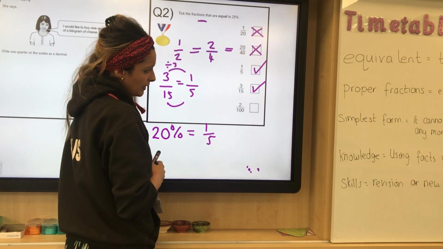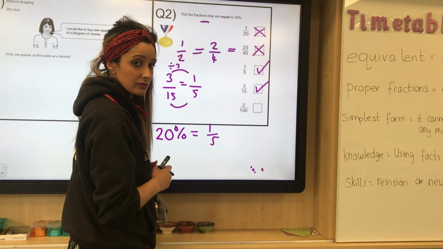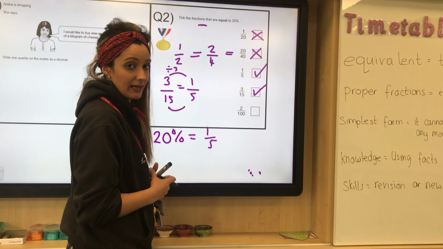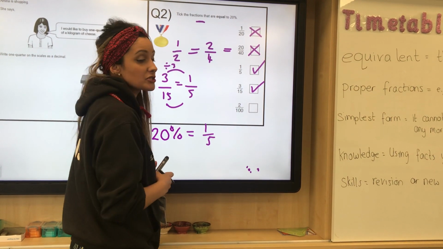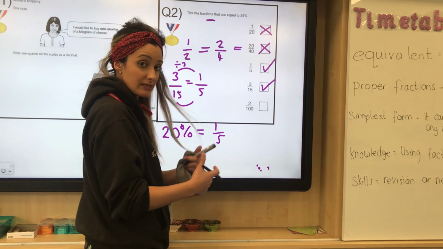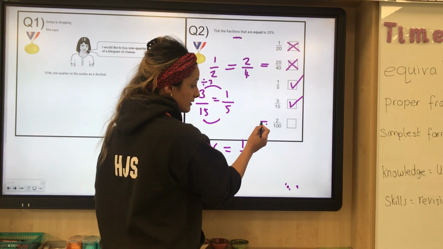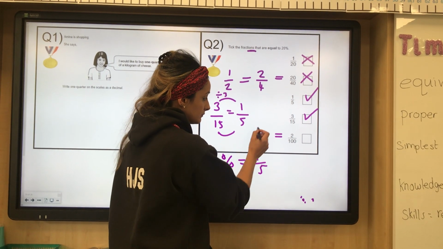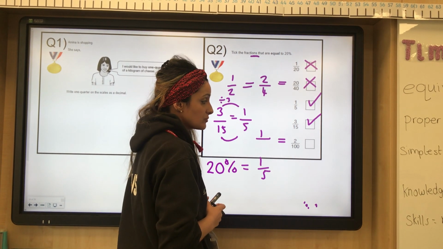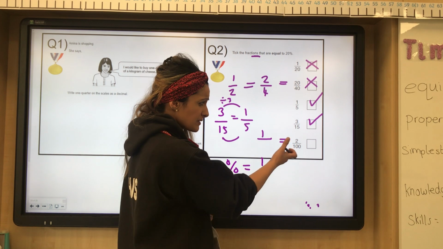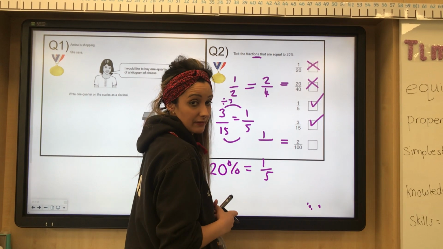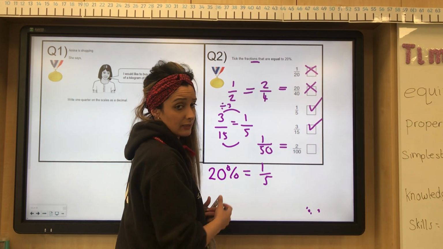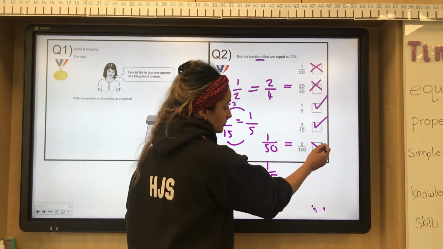Now this one here, 2 over 100, that can be reduced, but I can already see that it's not going to be anywhere near 1/5. However, some children will need to do that process to realise that. They're both multiples of 2. How many 2s go into 2? 1. How many 2s go into 100? Well, it's the same as 100 divided by 2, which is the same as calculating a half of 100, which is 50. 1/50th cannot be reduced any more, so it won't be equivalent to 1/5.